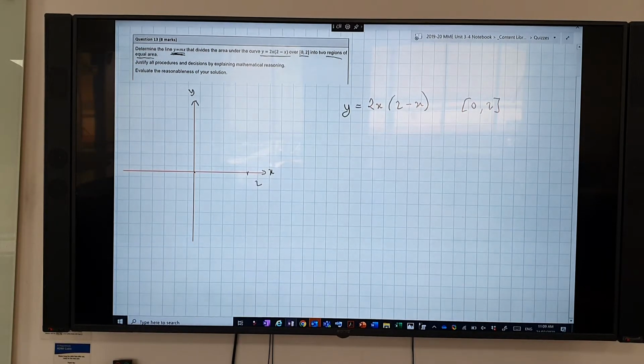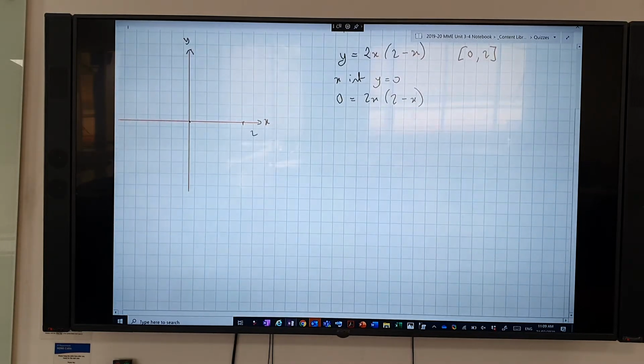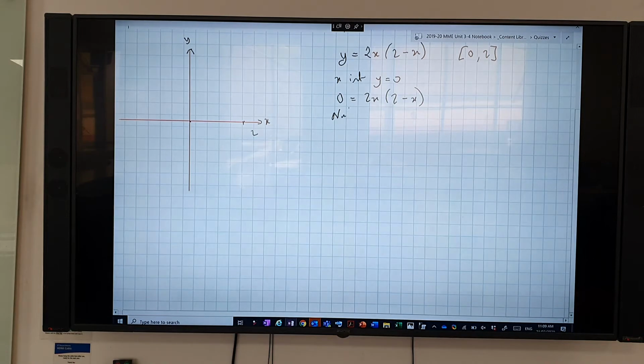Now let's have a look. Before you do anything, is it going to be smiley face or sad face? Sad, because it's x times negative x. And let's just very quickly do the x and y intercepts. The x intercepts are at y equals 0. So it's 0 equals 2x(2 minus x). Therefore, by the null factor law, you haven't got to say this, but you have to say the other bit at least. The null factor law: x equals 0 or 2 minus x equals 0.